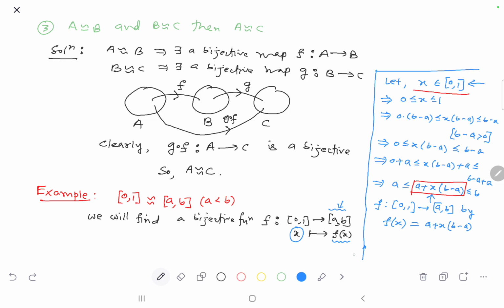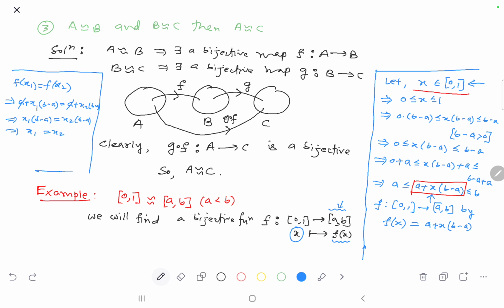So injectivity, how do you check? f of x1 equal to f of x2, from there. Let me go very fast here. f of x1 equal to f of x2. What does it give you? It gives you A plus x1 times (B minus A) equal to A plus x2 times (B minus A). So A cancels out, right? x1 times (B minus A) equal to x2 times (B minus A). So what should we get? x1 equal to x2. So injectiveness is done, right?